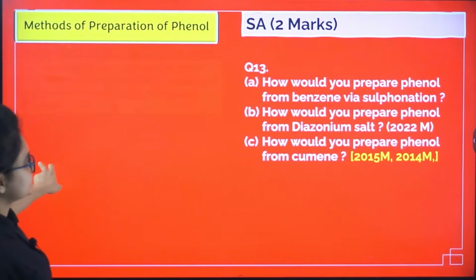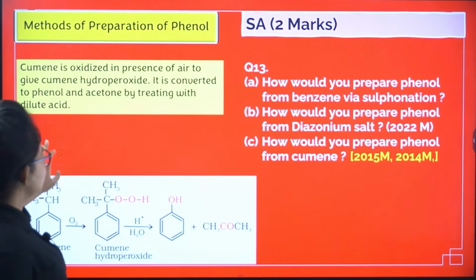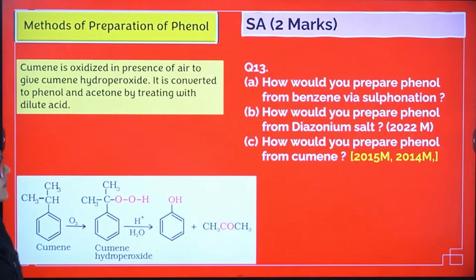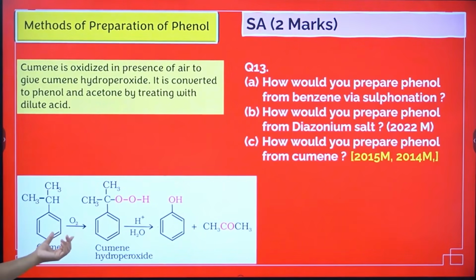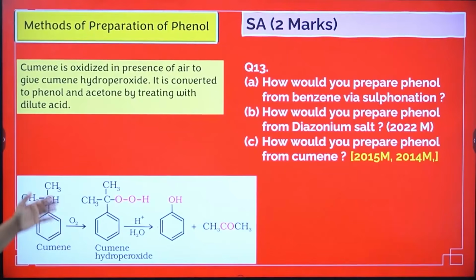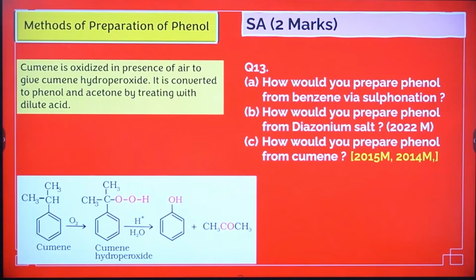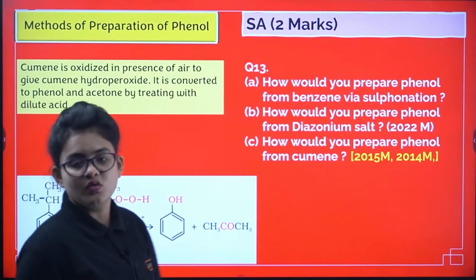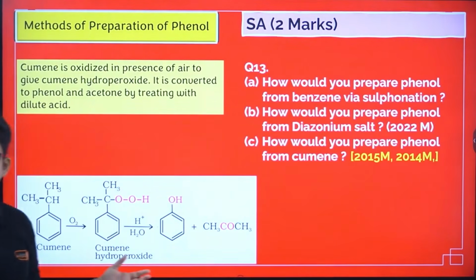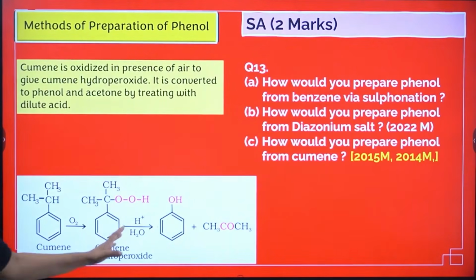Next, this is the next thing, that is how would you prepare the phenol from cumene. So cumene is first oxidized in presence of oxygen to get the cumene hydroperoxide type of compound, which on being hydrolyzed will give you phenol and acetone. I guess this is clear to you. Cumene to phenol synthesis is very important.